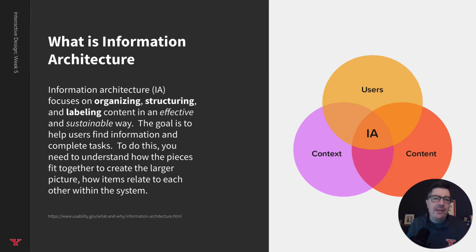And if you think about this, these three circles here, this Venn diagram on the right-hand side, and my face is not part of that Venn diagram, but you have the users in one circle, you have the content in another, and you have the context in the final. And IA, or information architecture, sits at the center of that, trying to balance what the user needs, what content is on the site, and in what context is the user going to view that content.